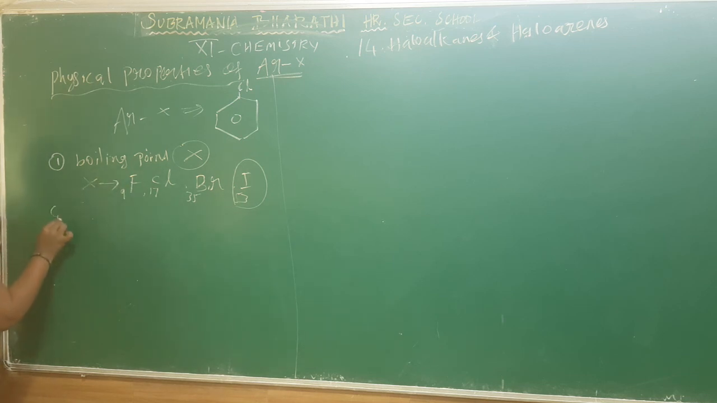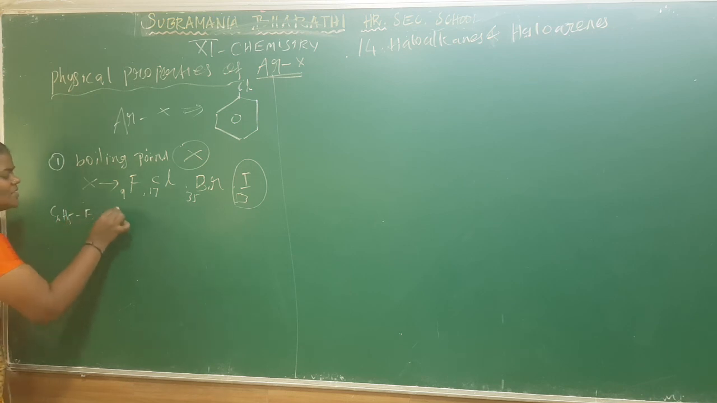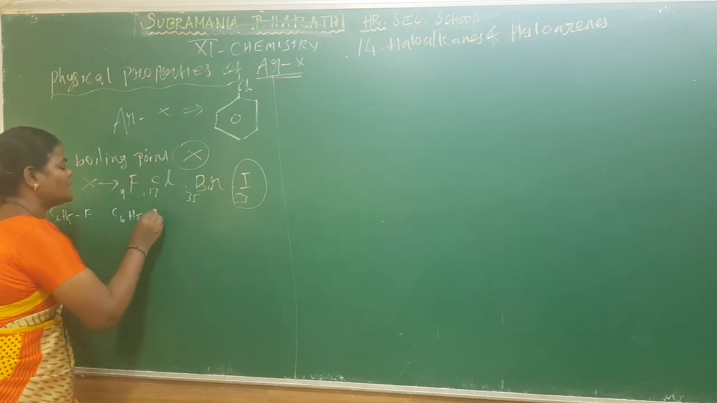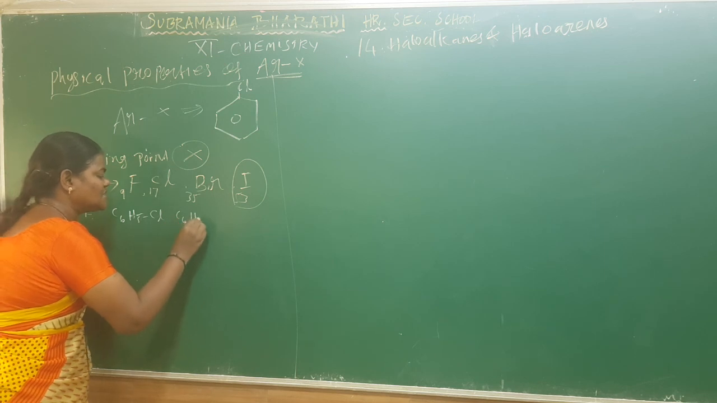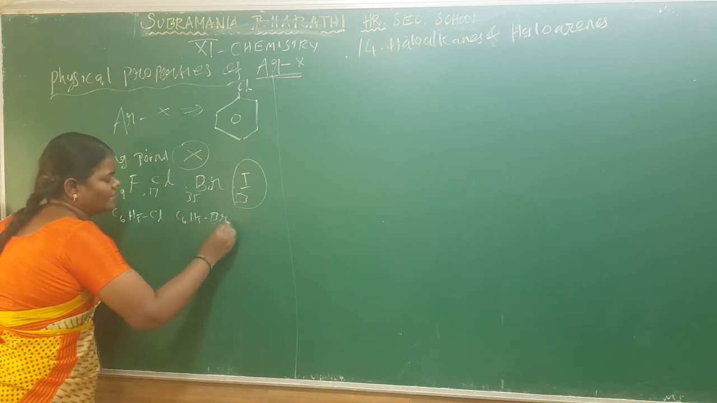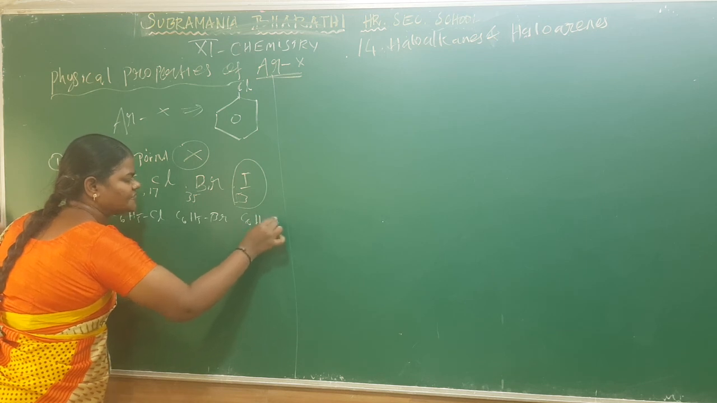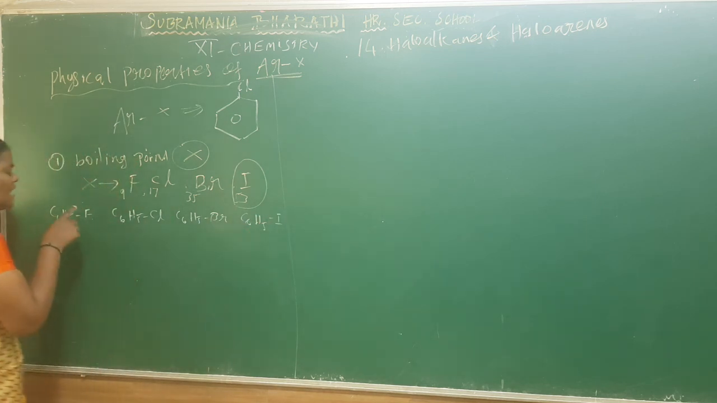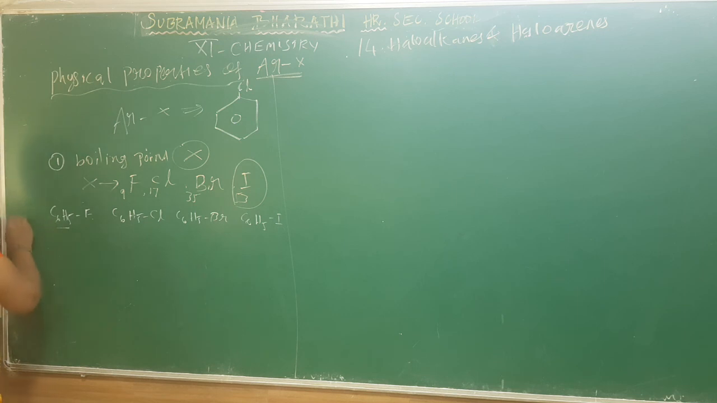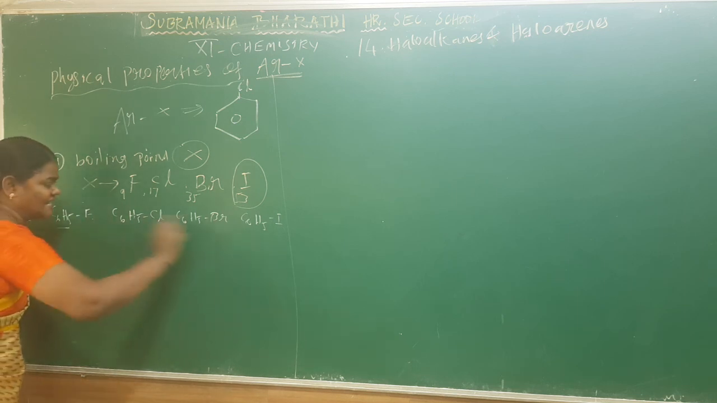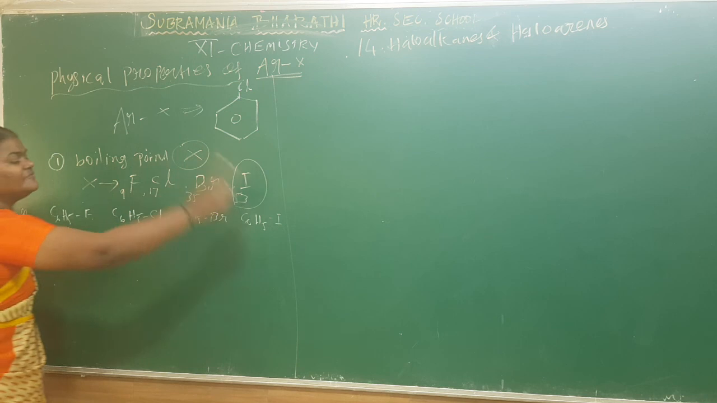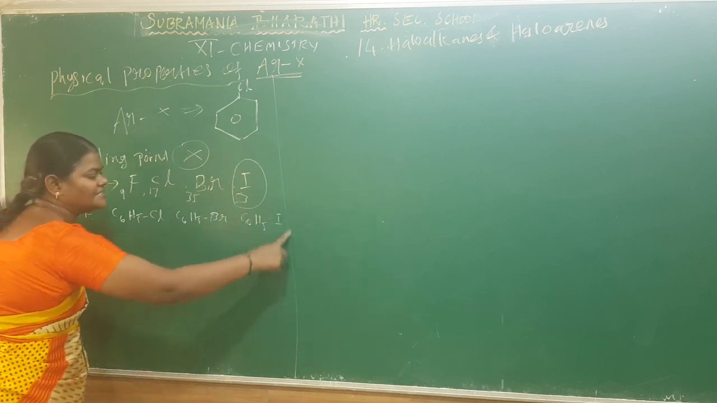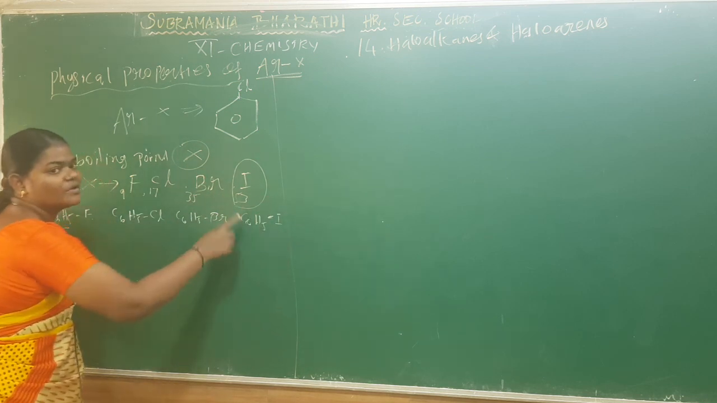I am taking here C6H5 fluorine, C6H5 chlorine, C6H5 bromine and C6H5 iodine. Most of the time fluorine is not attached like this, but I am taking it just as an example. Let us see all the halogens attached with the same aryl group, differing only in the halogen.